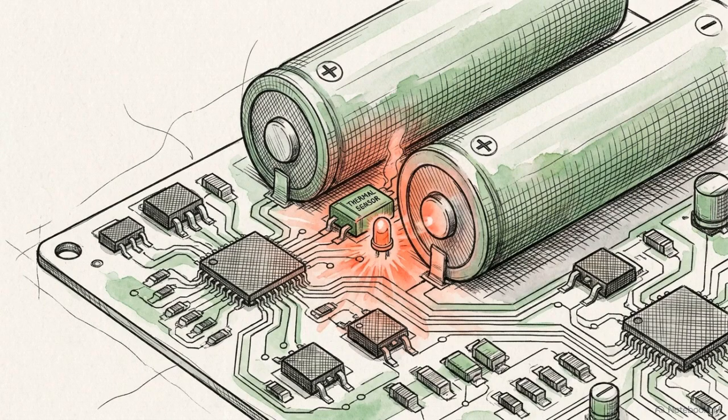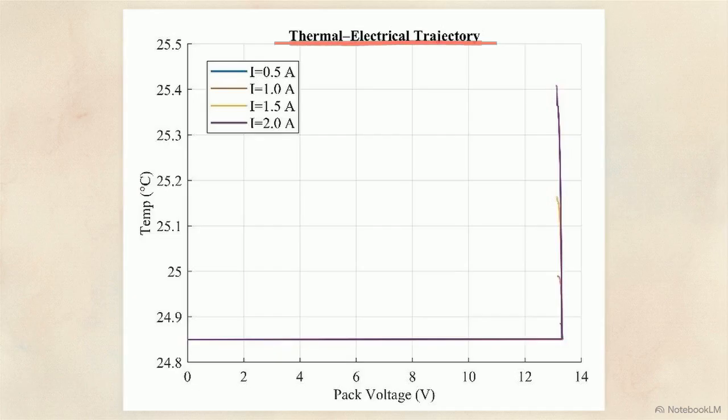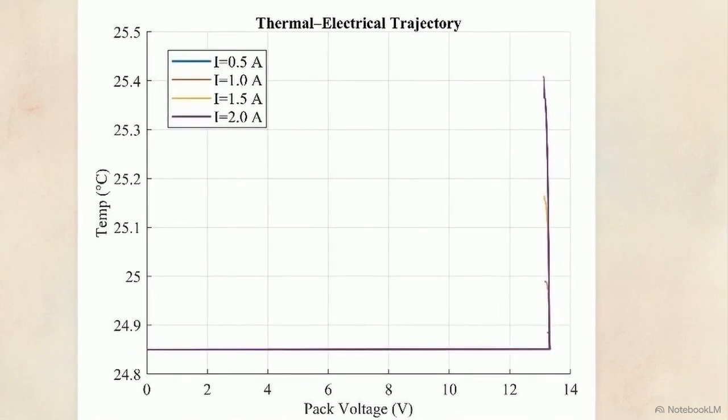This chart presents the joint evolution of pack temperature and terminal voltage. As discharge progresses, trajectories move right to left, mapping the steady voltage decline. Temperature rises more gradually, causing curves to hook upwards later, as seen in the 2.0 amp vertical ascent.